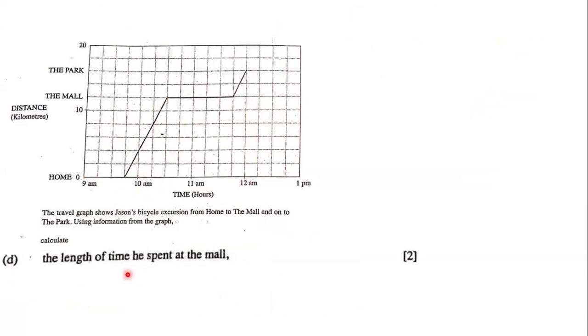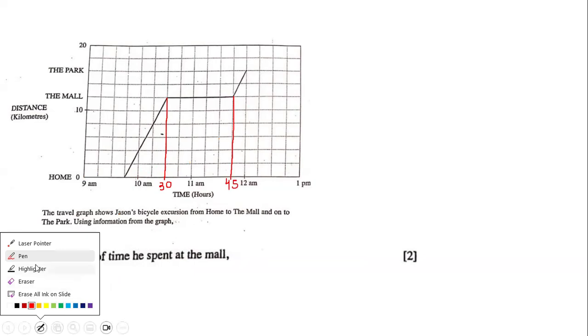Next, our goal is to determine the length of time he spent at the mall. So what time did he arrive at the mall? He arrived at the mall at 10:30, and he left the mall at 11:45. And so what that means is we have to calculate.